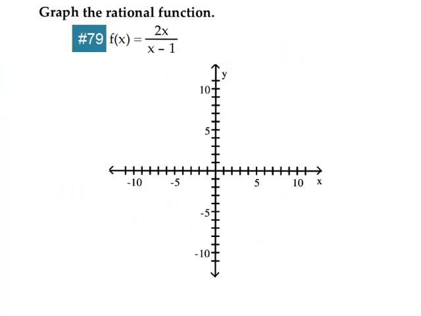Graph the rational function. So here's what we want to do. We want to figure out the vertical asymptotes by setting the bottom equal to 0. So that means that x equals +1 is our vertical asymptote. We want to figure out our horizontal asymptotes. If we look right here, these have the same exponent of 1, so that means y equals 2/1, which is just 2. It's our horizontal asymptote.